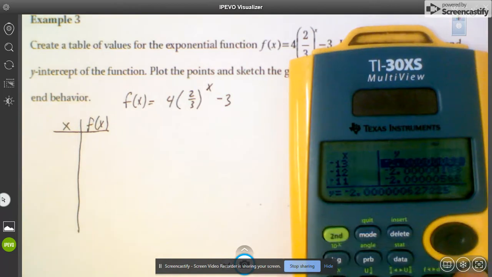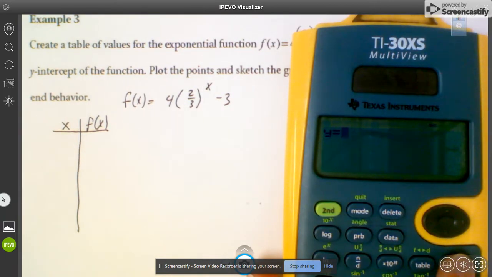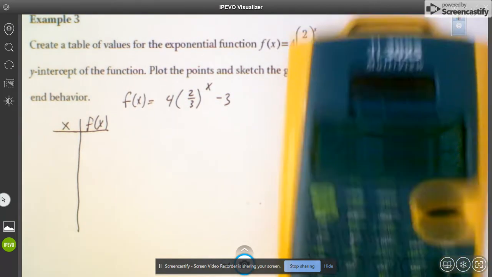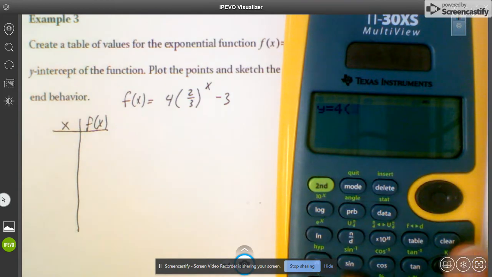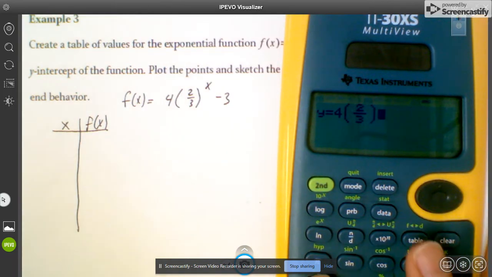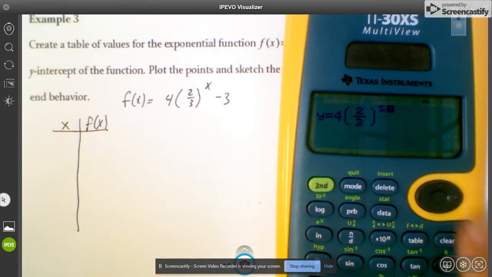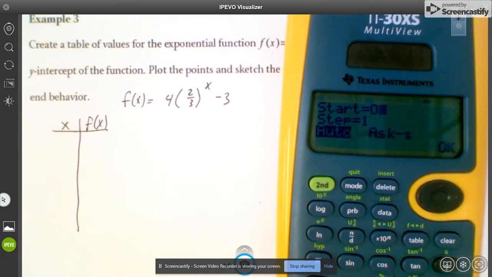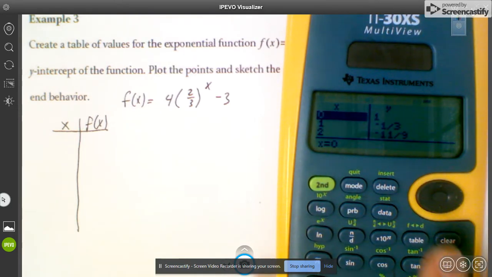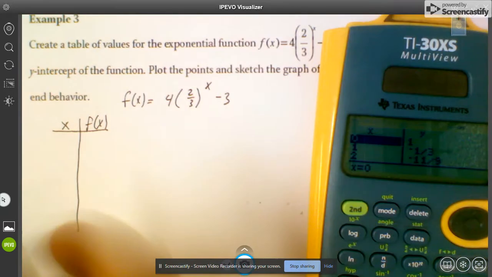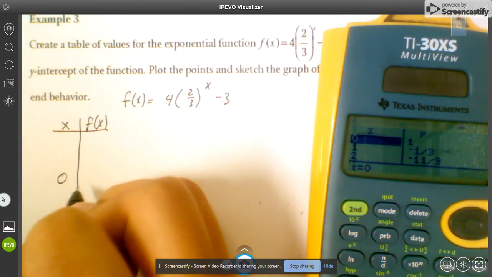So I go back to my calculator, go to the y equals, and I've got 4 parentheses. If I want a fraction, I use the fraction key, 2/3. Make sure you close it around the whole fraction, not just the denominator, and then to the x power, and then come down off that and do -3. All right, hit enter, start at nice numbers. Let's see what we got here. All right, so start with 0, and that's 1.